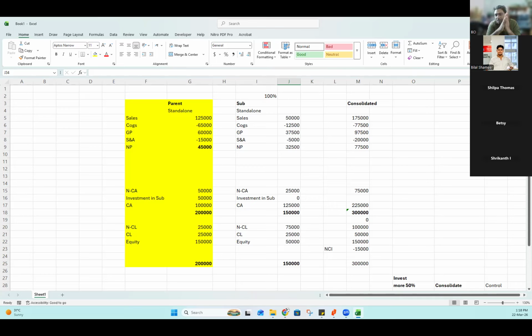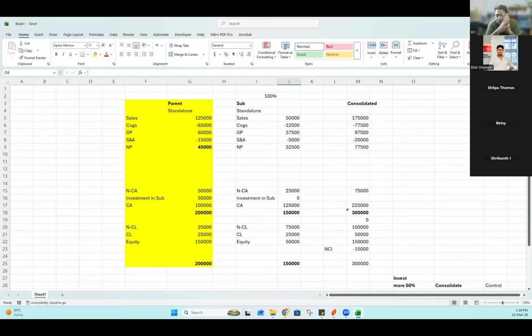Clear? Just like when you look into FAB, First Abu Dhabi Bank, before it was First Gulf Bank, then there was Abu Dhabi Bank. They merged together and they became FAB. Clear? So here there is no subsidiary happening. They consolidate and become one single company. Clear?